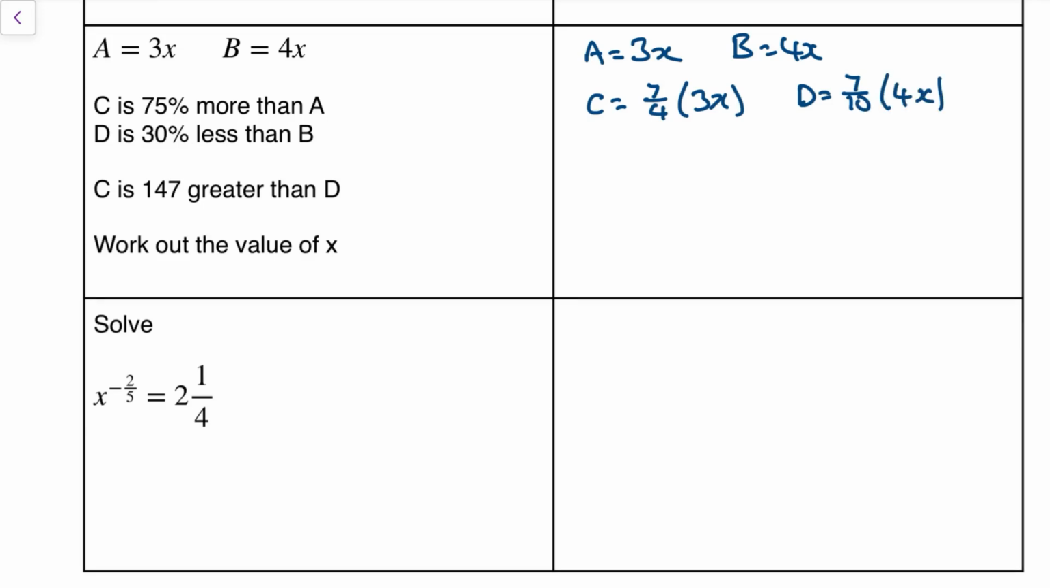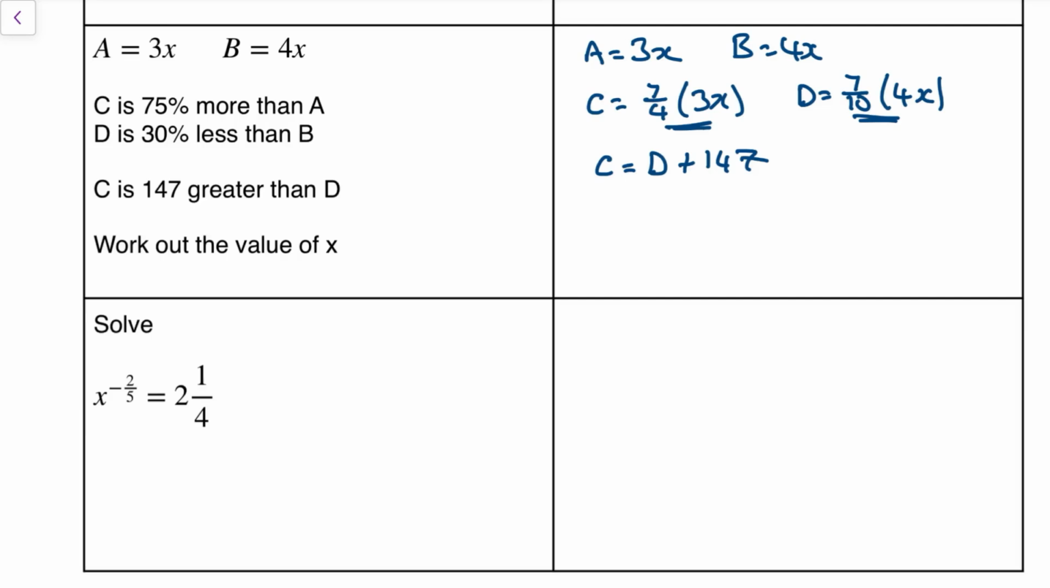I thought this may be a non-calculator question, but it feels like this could be a calculator question. It also tells me that c is 147 greater than d, so get this the right way around. In other words, c equals d plus 147. And it wants you to work out the value of x.